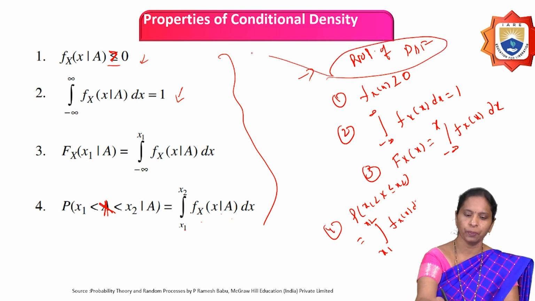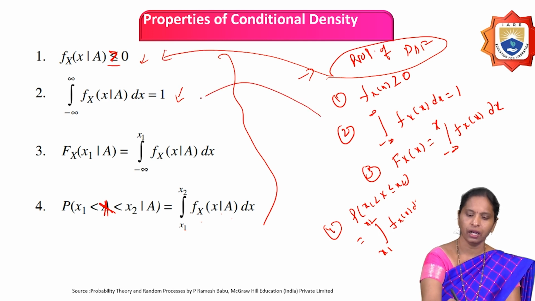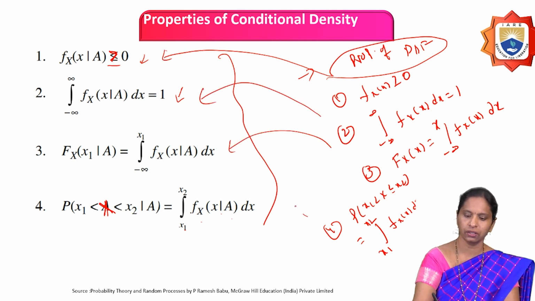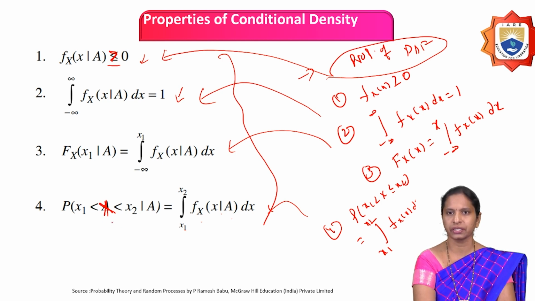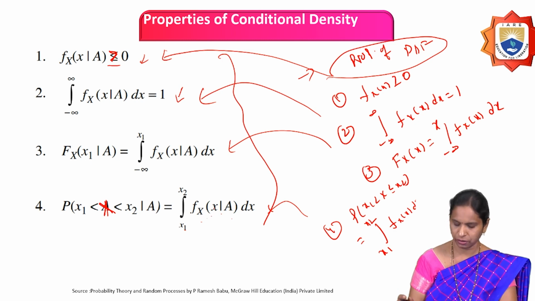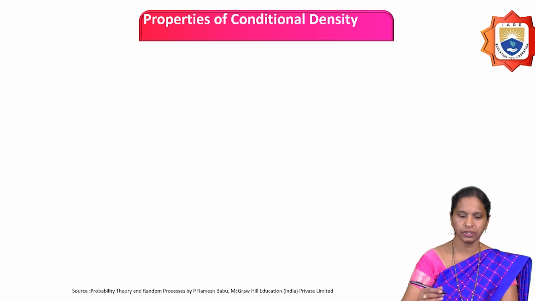And the same properties you can apply to the conditional density function also. Just in place of x, here what you are getting is the conditioning event, x by a. The conditional probability x by a. The conditional distribution function F_X(x1 by a). Similarly, here also the conditional distribution function, the density function f_X(x by a). That is nothing but... Okay. Now, how do you prove this?